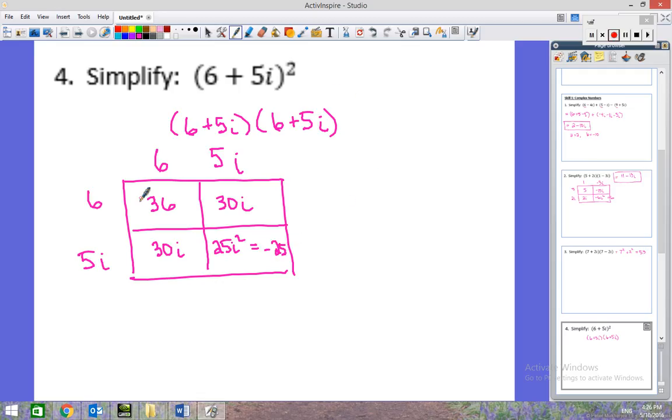So along this diagonal, I have 36 minus 25, which I think is 11. And along this diagonal, I have 30i plus another 30i, which is 60i. So there's our final answer. Be careful, exponents don't distribute.